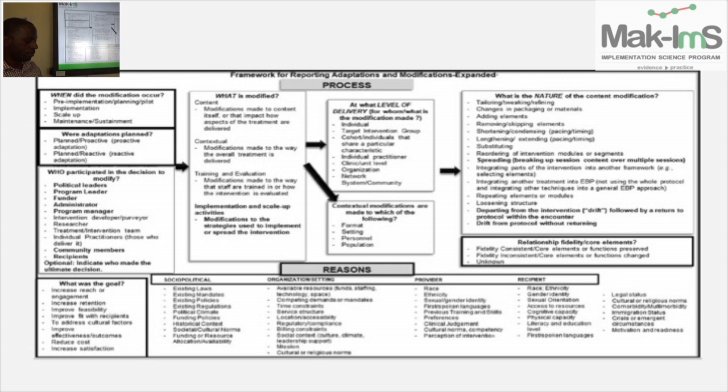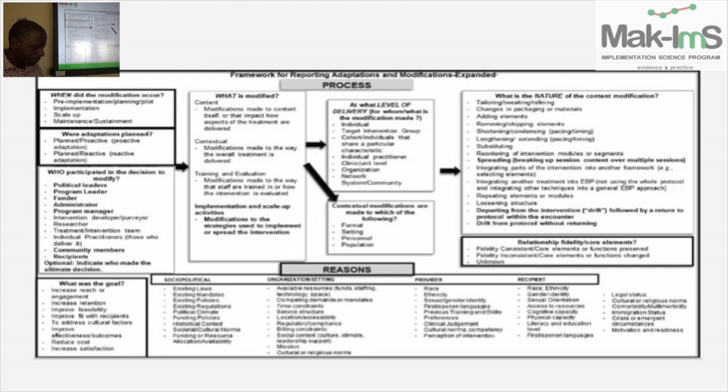So at the top left-hand corner, the two boxes in bold are the part of the new additions that these people propose. They say on top of everything else, the framework should be able to tell us when the modification was made and whether it was planned or not planned. That is the second box that is below exactly that one.